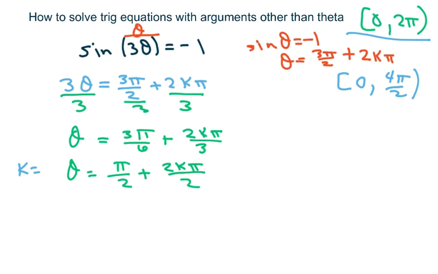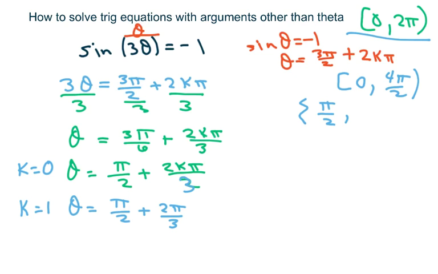So if I let k equal 0, in this case, I just get pi over 2. If I let k equal 1, I'm going to get theta equals pi over 2 plus 2 pi over 3. Now, with my common denominator going to be 6, I'm going to write this as theta equals 3 pi over 6 plus 4 pi over 6, which gives me 7 pi over 6. So it's still less than 12 pi over 6, so it still works. I'm going to write 7 pi over 6.